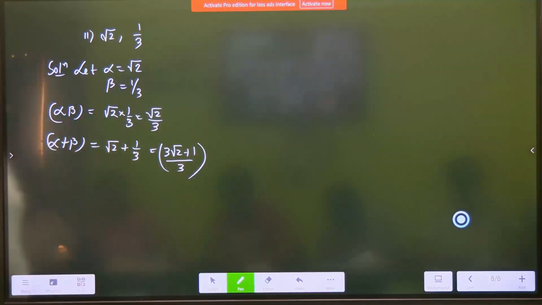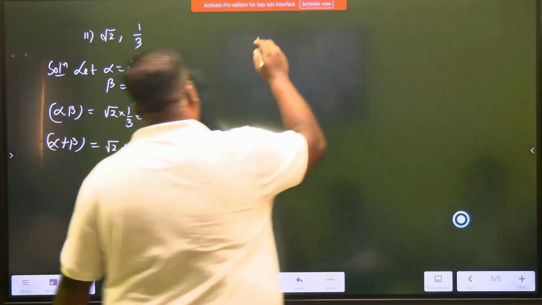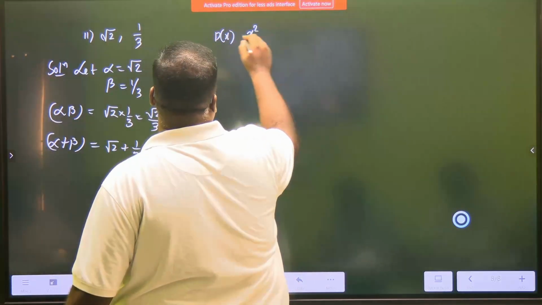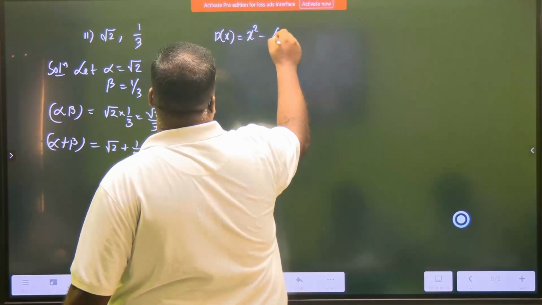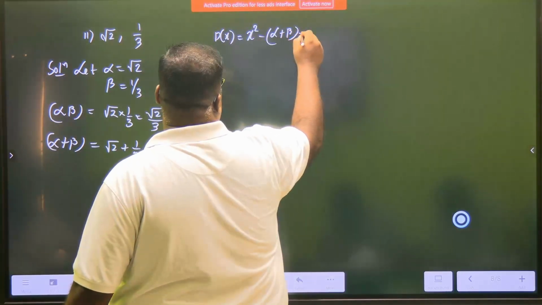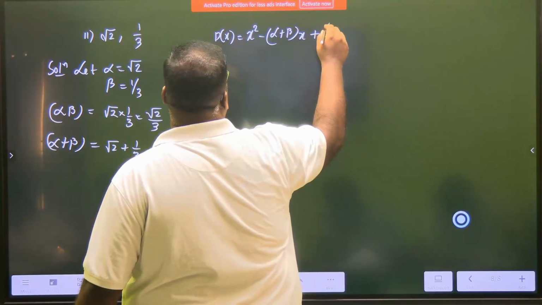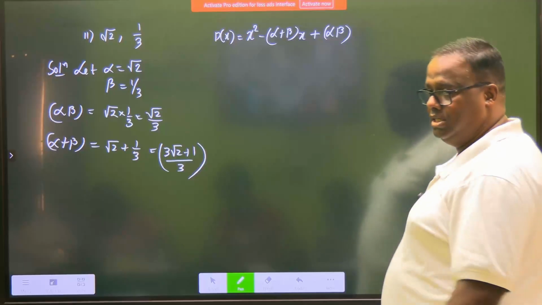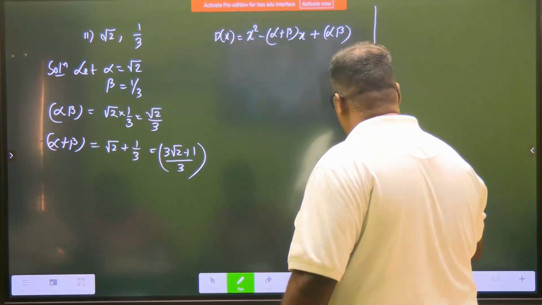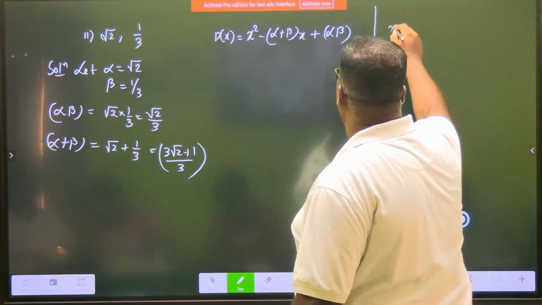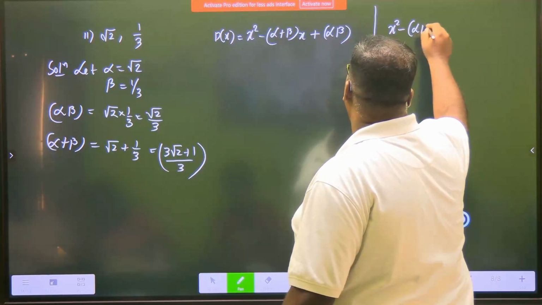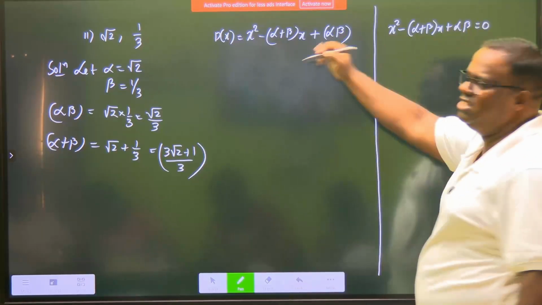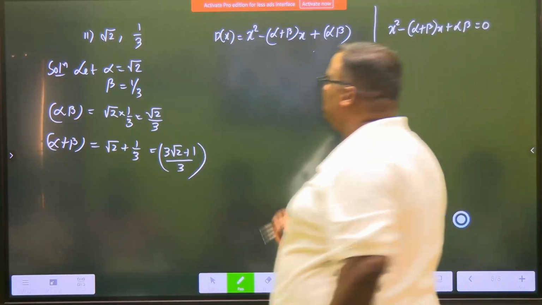Is this agreed? Can you now formulate the quadratic equation or the quadratic polynomial? The quadratic polynomial will be given by x square minus sum of the roots x plus product of the roots. That's all, right? And we'll simultaneously solve quadratic equation also. If we were supposed to solve the quadratic equation, then it will be x square minus alpha plus beta x plus alpha beta should be equal to 0. This is the equation, this is the polynomial. That's all.